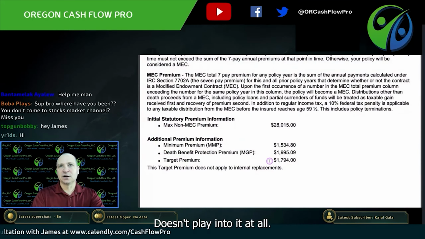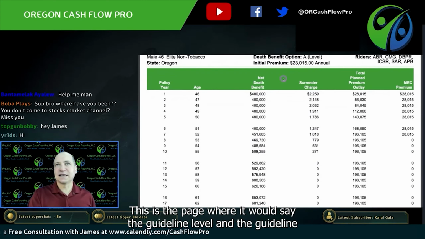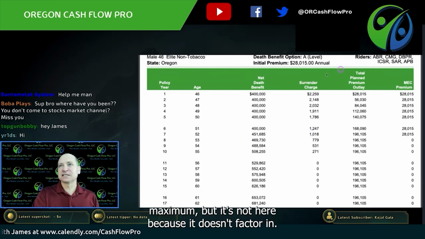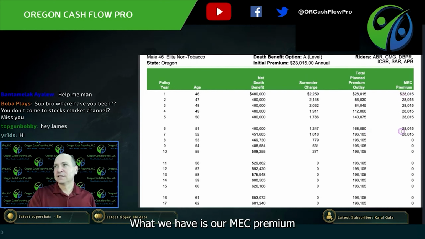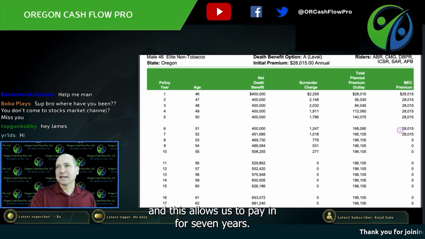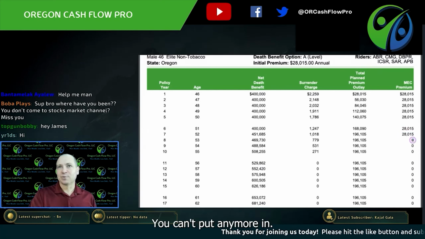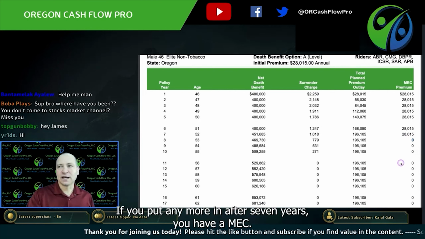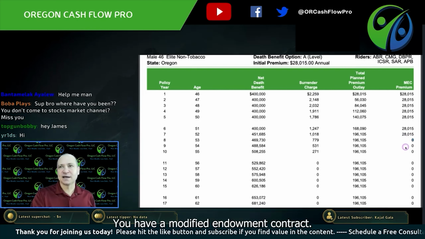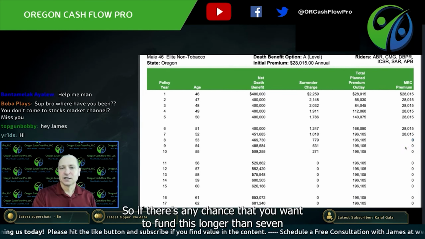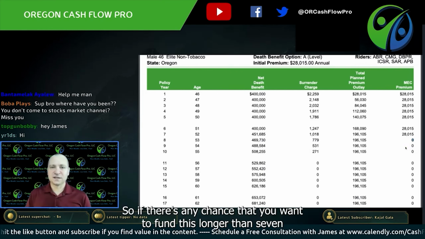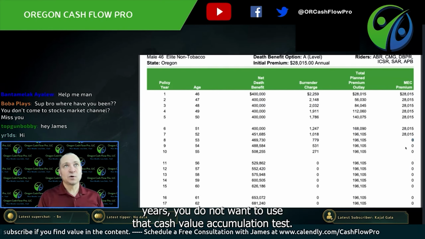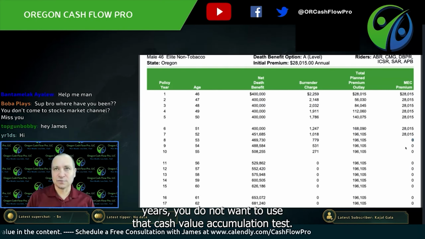Doesn't play into it at all. This is the page where it would say the guideline level and the guideline maximum, but it's not here because it doesn't factor in. What we have is our MEC premium, and this allows us to pay in for 7 years. After that, you can't put any more in. It's zero. If you put any more in after 7 years, you have a MEC. You have a Modified Endowment Contract. So if there's any chance that you want to fund this longer than 7 years, you do not want to use that cash value accumulation test.